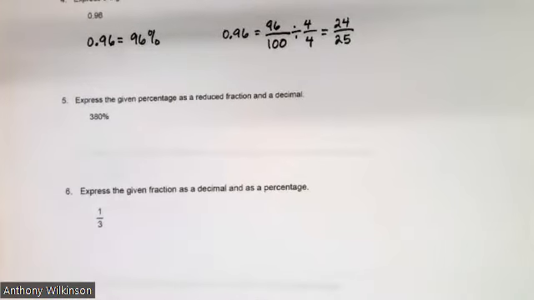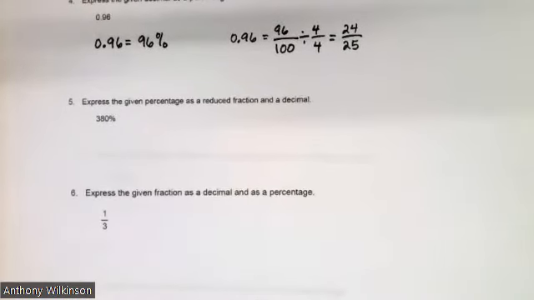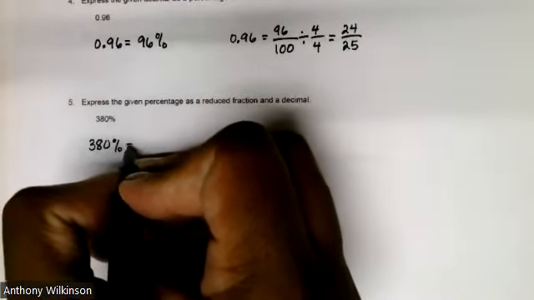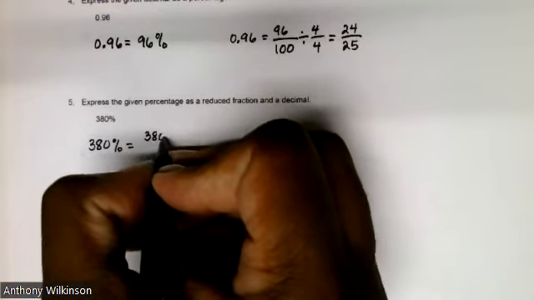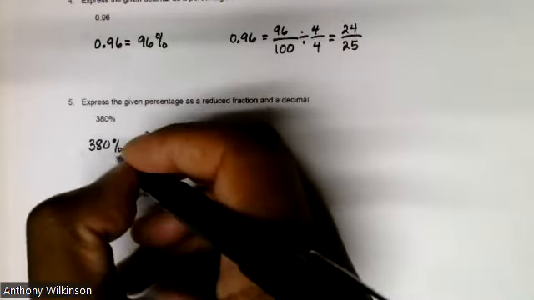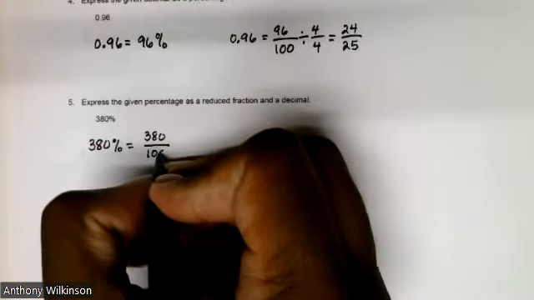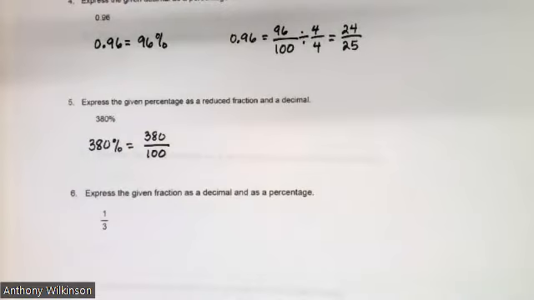All right, number 5 would be 380%. And we want to express this percentage as a reduced fraction and a decimal. Well, 380%. The 380 goes in the numerator, and then we do the percent as per 100. That means the 100 goes in the denominator.